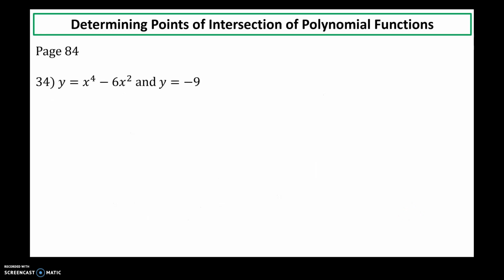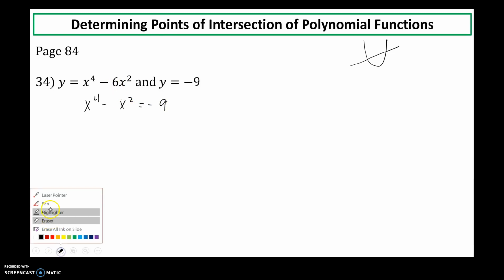Okay, last 2 examples, and hopefully you're seeing that some of the topics from Unit 1 are repeating themselves. So now we're determining points of intersections of polynomial functions. In Unit 1, you determined points of intersections between quadratics and lines. So now we're going to look at other types of polynomials. Points of intersection: set the two functions equal to each other. They're both set equal to y in their original form.